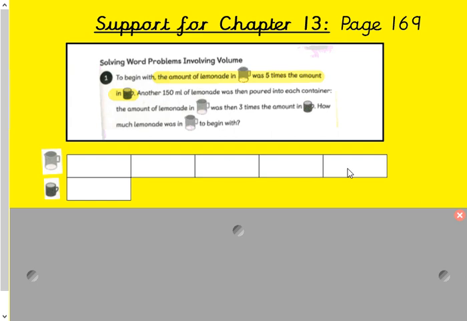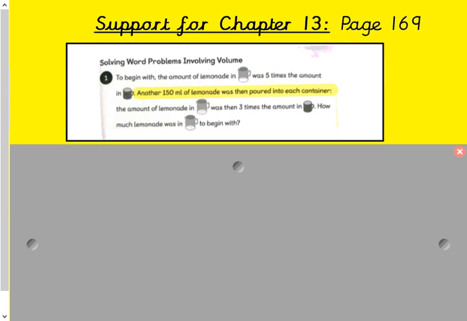Now in the first sentence it tells you the amount in the jug is 5 times the amount in the cup. So here's 1 cup's worth, and let's go up to the jug. 1 cup, 2 cups, 3 cups, 4 cups, 5 cups. The jug is now filled with 5 cups' worth of lemonade. If you haven't done so, have a go at copying out this diagram into your book, and we will carry on working on this image as we go through the slides.